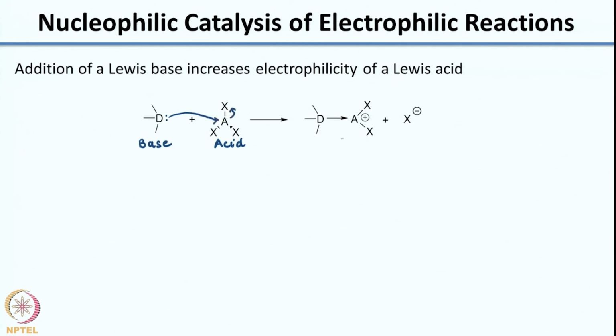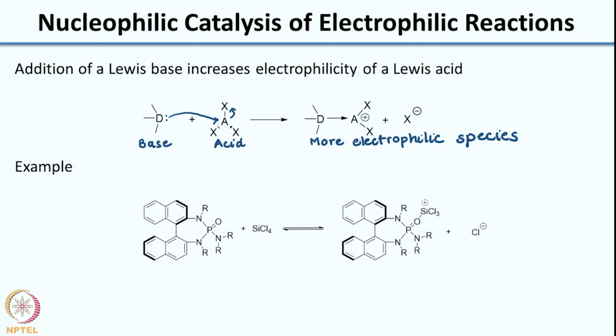So this will kick out one X from the Lewis acid, and what you generate is a more electrophilic species. Now how is this actually used? So shown is an example here.